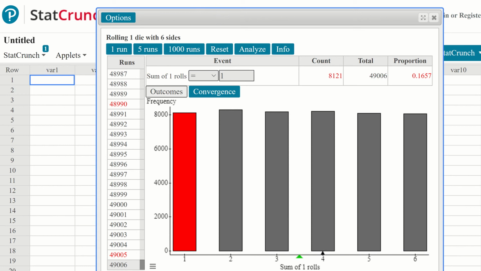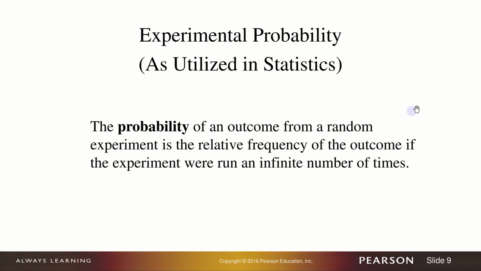All right, so that's a great simulation for understanding what we mean by practical, or experimental probability. So again, to summarize our understanding of experimental probability as utilized in statistics, the probability of an outcome from a random experiment is the relative frequency of the outcome if the experiment were run an infinite number of times.